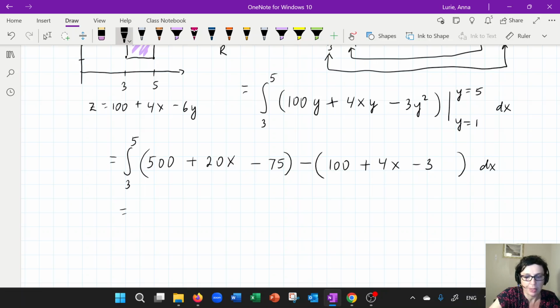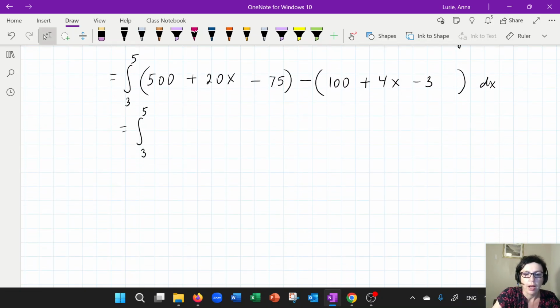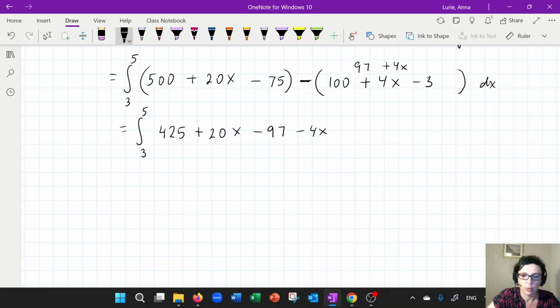Okay, so it's very important not to start integrating until you are completely sure that you simplified everything. So I'll go ahead and do that. So 500 minus 75, that's 425. And then plus 20x. Okay, and then over here, this is going to be right here, 97 plus 4x. So when I'm subtracting, this is going to be minus 97 minus 4x. So it's very important that that minus gets distributed to all terms. So again, I'm still not ready to integrate because I still have to collect like terms. So I can see that I have 20x minus 4x. So that should give me 16x.